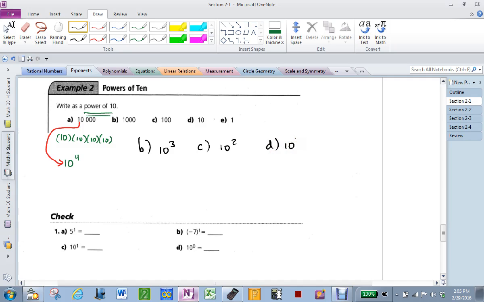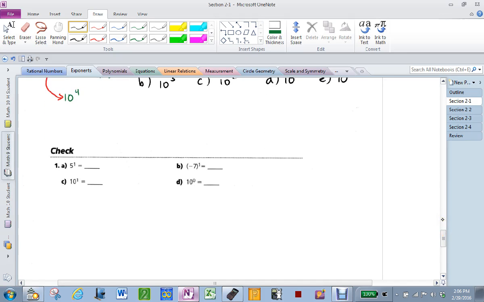We leave it as 10, because you don't write the exponent 1. Okay, what's E? It's 0. 10 to the 0. Breathe. So last thing, just make sure.